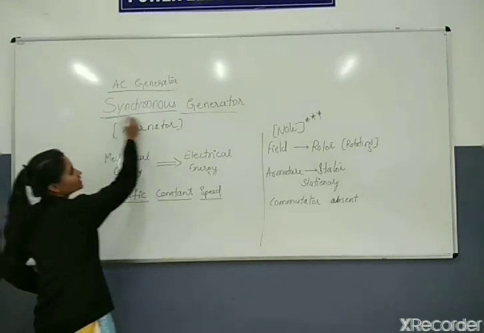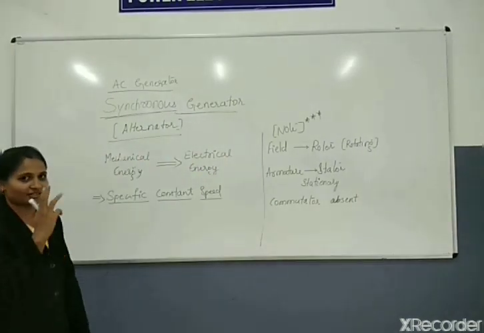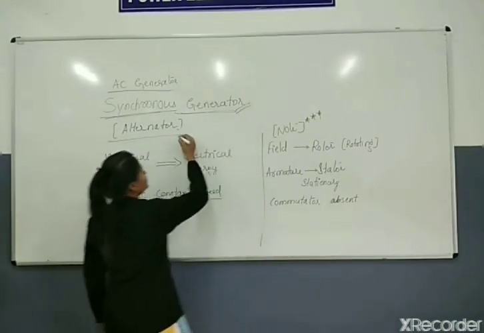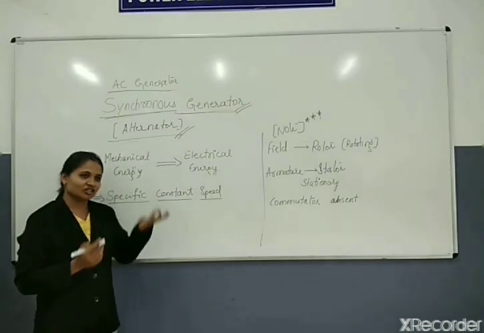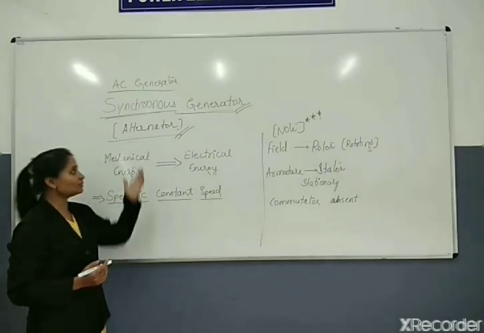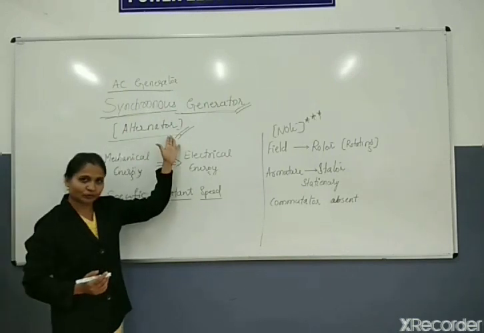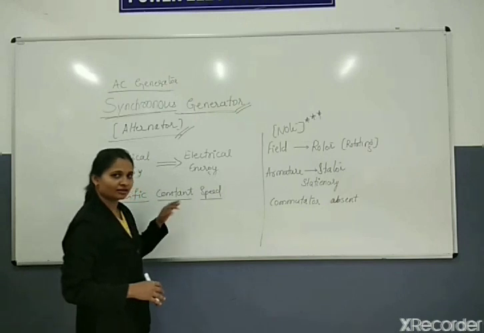It's also called a synchronous generator, also called an alternator. It has three names you need to remember. Usually we mention it as synchronous generator or alternator. As we know the DC generator definition, similarly, an AC generator or alternator converts mechanical energy into electrical energy.